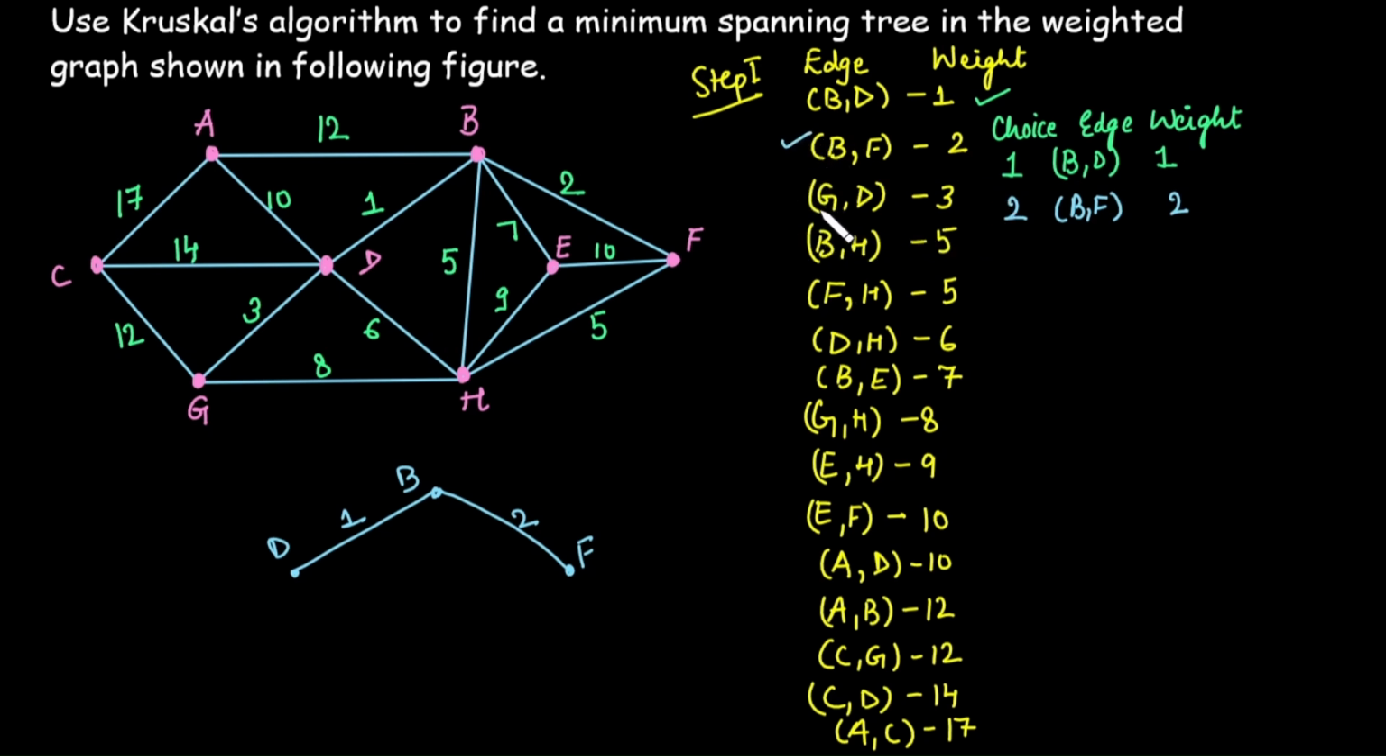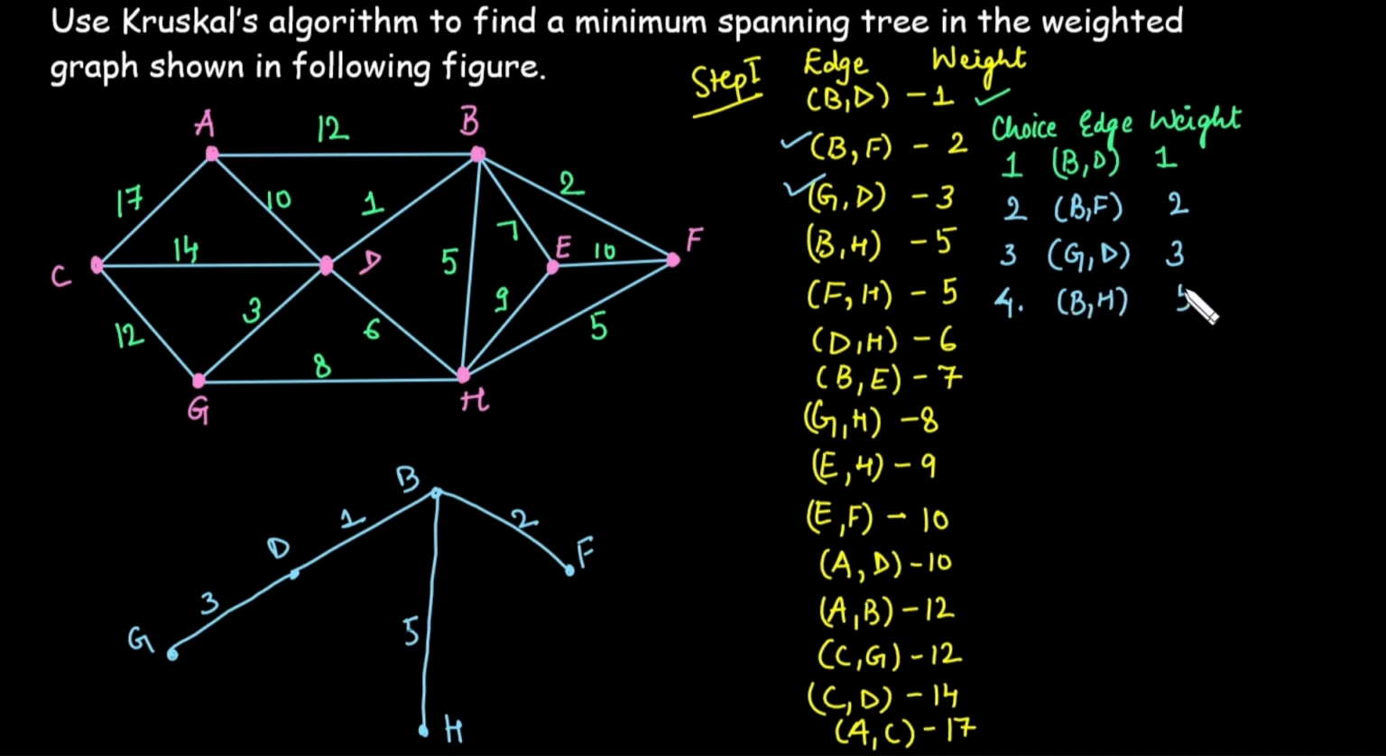Can we include edge GD with the weight 3 as a part of the spanning tree? Yes, because it is again not creating any circuit. So the third choice we have in this case is GD with the weight 3. Now can we include BH? Yes, because it is again not creating any circuit. And the weight in this case is 5. So the fourth choice we have is BH with the weight 5.